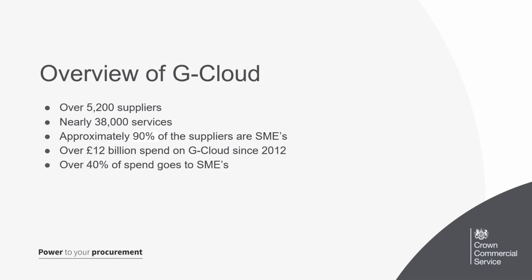G-Cloud is now a well-established brand in the public sector, and this procurement will be for its 13th iteration. There are currently over 5,200 suppliers providing nearly 38,000 cloud-based solutions and support services to central government departments and arm's-length bodies, local authorities, the NHS and more. 90% of those suppliers are SMEs, and they are attracting 40% of the £12 billion that has been spent through G-Cloud to date. That's over £4 billion going into the SME ecosystem, and this figure is growing year on year.